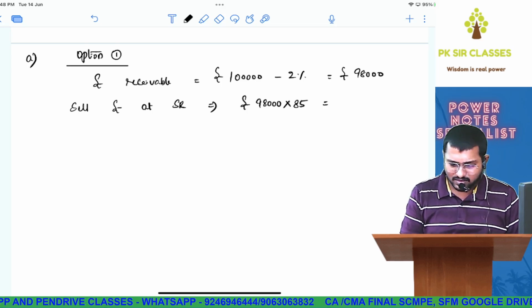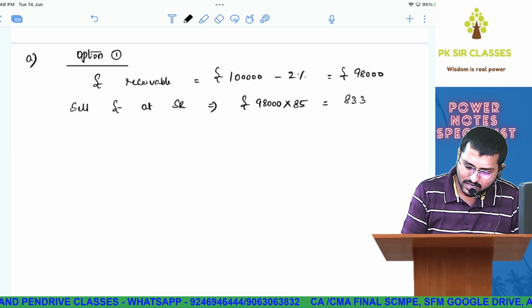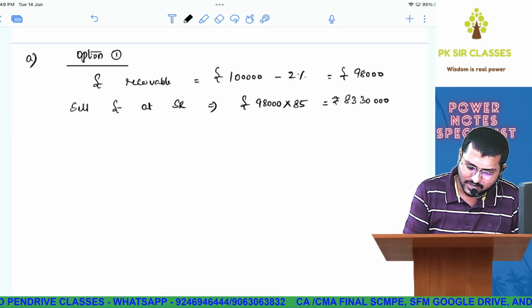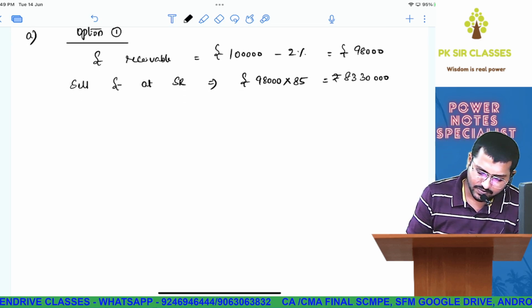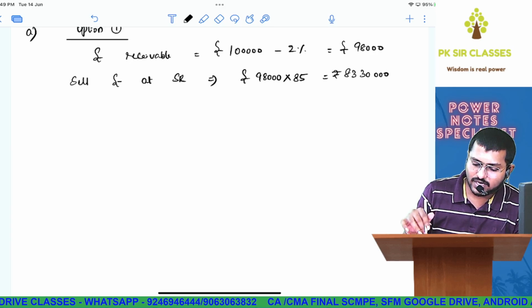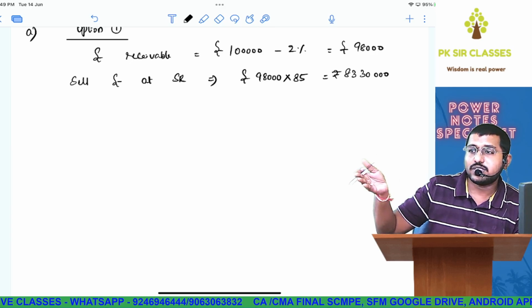Is that 83 lakh 30,000? Okay, Nana. Right. What is the next one? Today itself you will be receiving 83 lakh 30,000, which otherwise you should receive after 3 months.